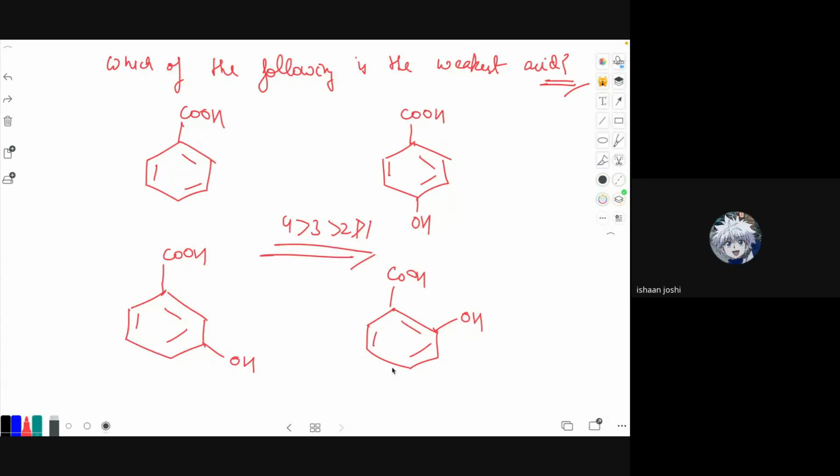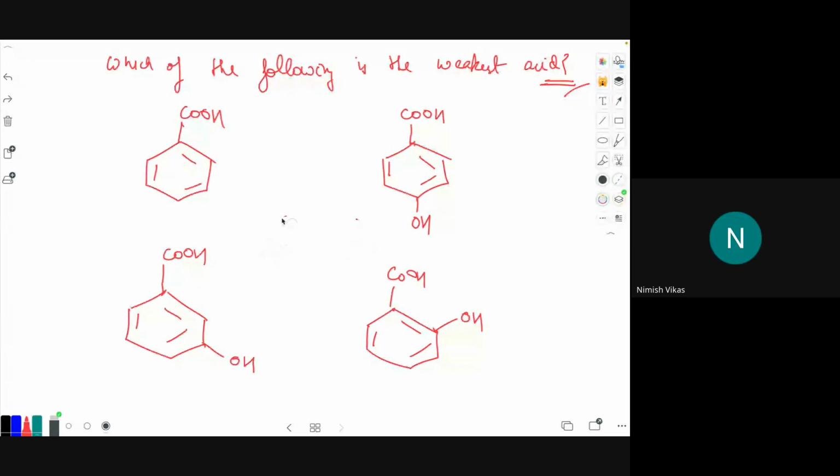So in every compound it is resonance stabilized, but it is also showing inductive effect, and inductive effect is distance dependent. The closer you are, the more inductive effect. So fourth one is the most stable, then third, then second, then first. Let's go one by one.